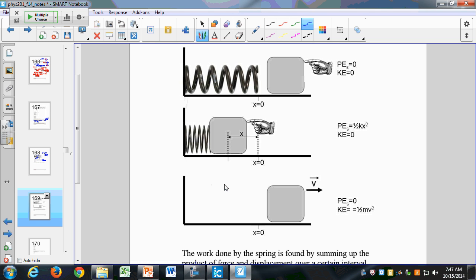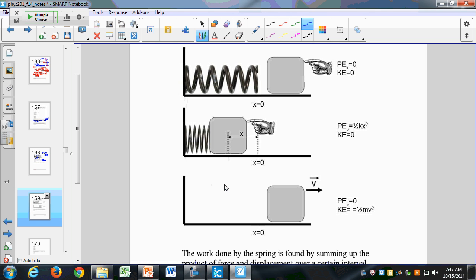But that potential energy is 1/2 kx squared, and the kinetic energy here is 0. So this system has only potential energy. But if I release the system, all of that potential energy is released into the block, and it gives it kinetic energy equal to 1/2 mv squared.